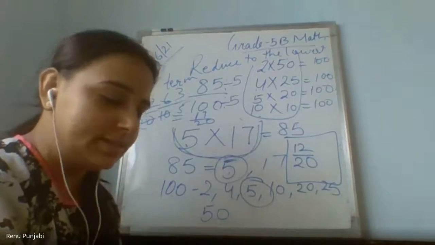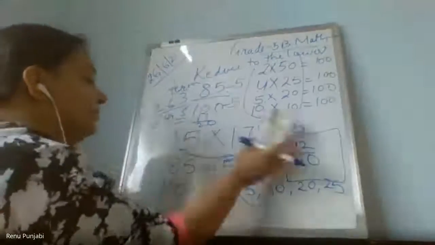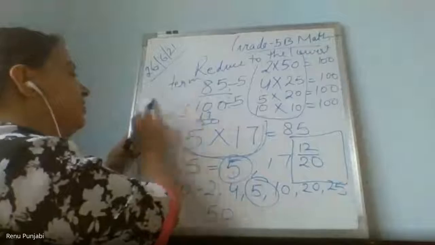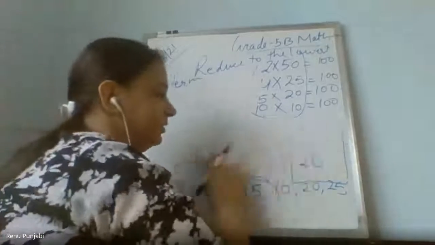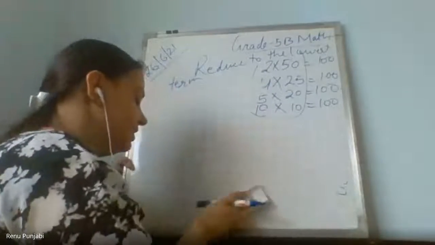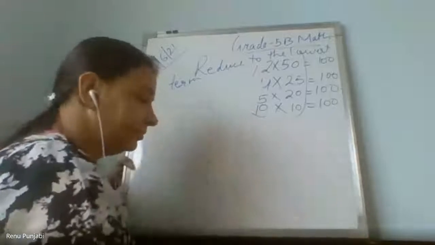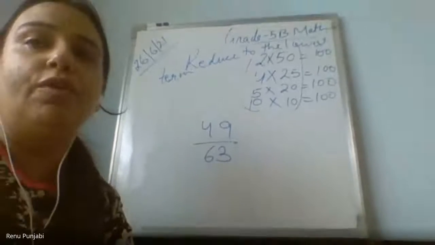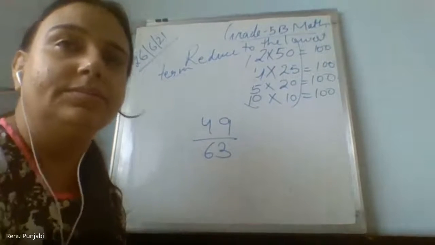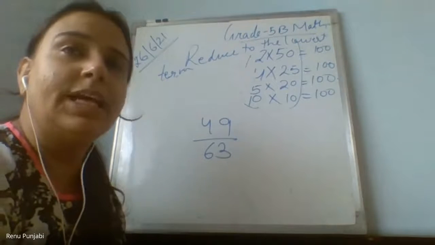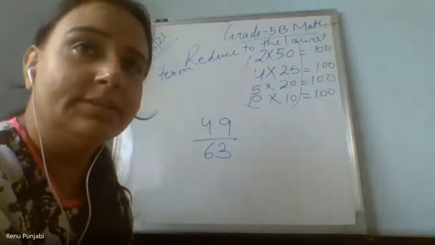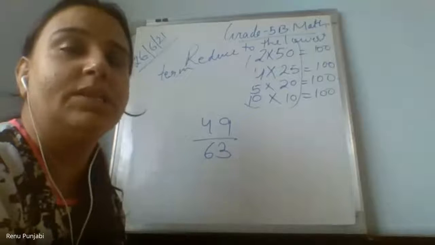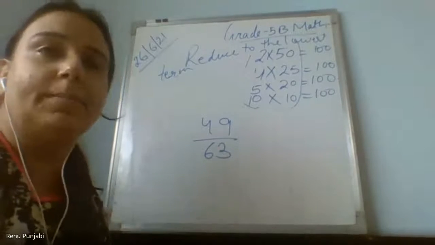Yes? Can I give you one more, sir? 49 upon 63. Ma'am, your screen is blur. I am saying it verbally also, no problem, maybe a network issue. 49 upon 63. Dhyan, can you hear me now? Write one fraction, 49 upon 63, and do it into the lowest term.